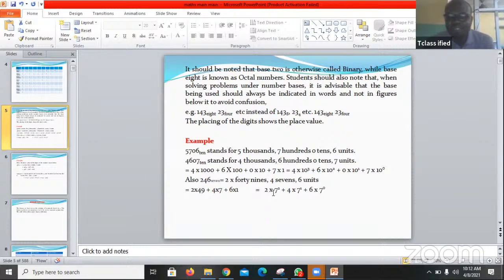This understanding that this is the way you can express a number given in a given base is very, very paramount in you understanding base numbers in general.